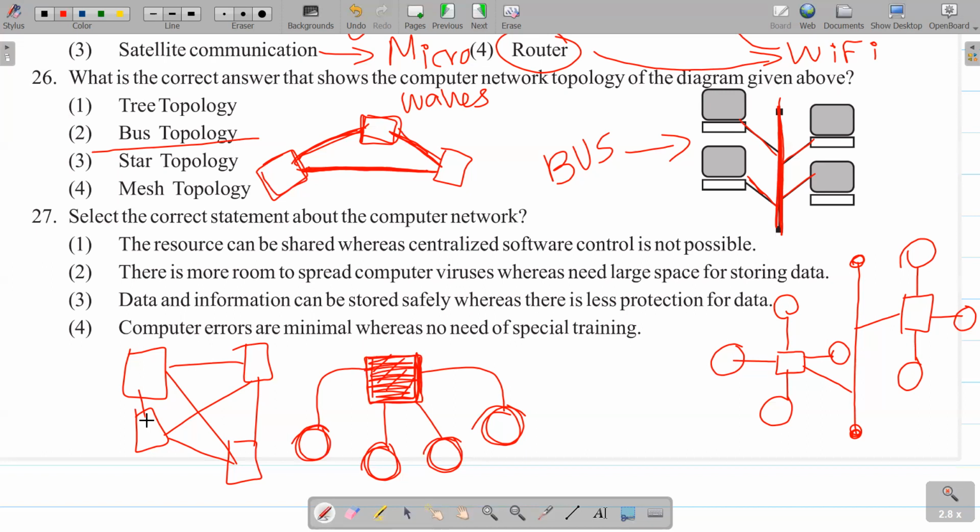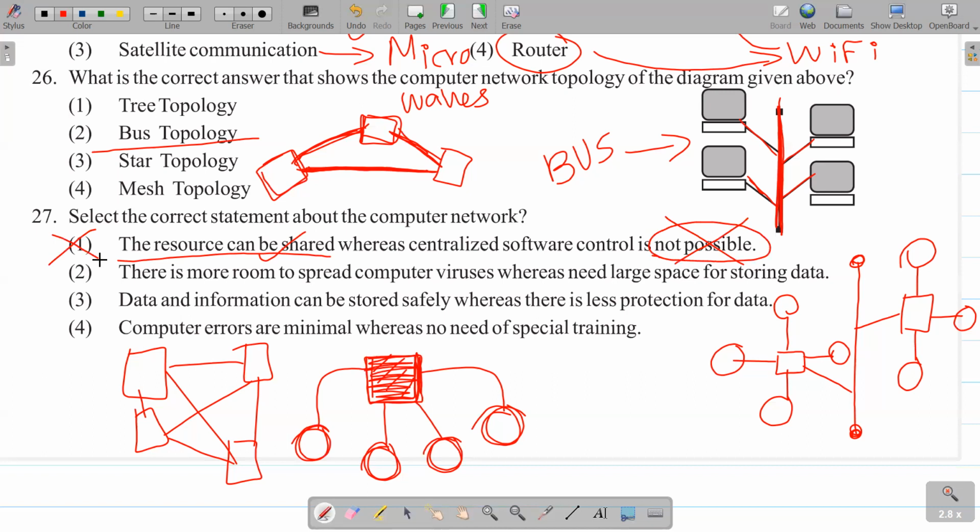Okay, 27. Select the correct statement about the computer network. I remember I had some problem when I was discussing this with the other class. Yeah, let me see. The resource can be shared. Yes, so that is correct. Whereas centralized software control is not possible. Not that it is not possible. It is possible. This fact is wrong. So due to that, the first one is wrong.